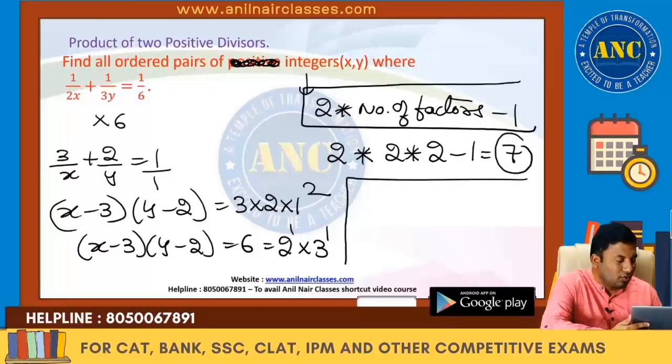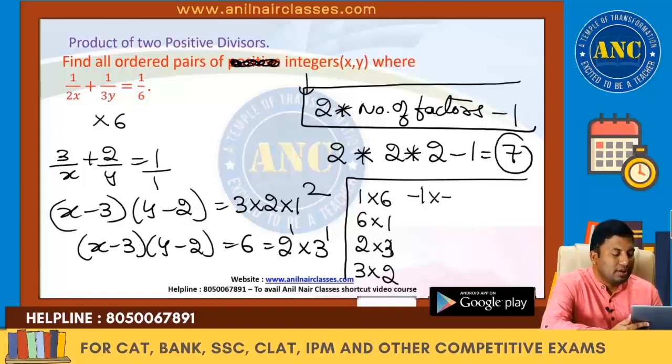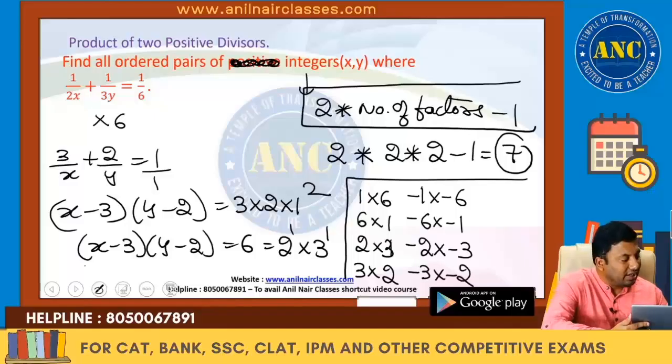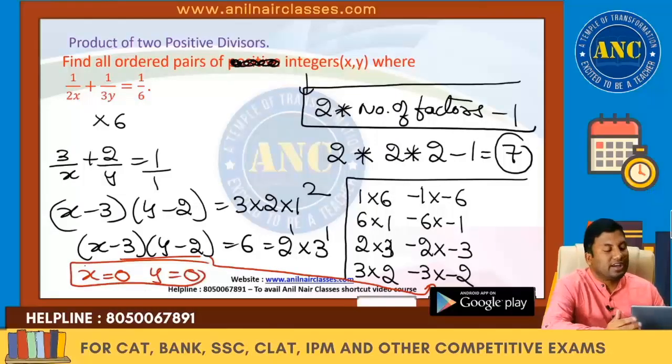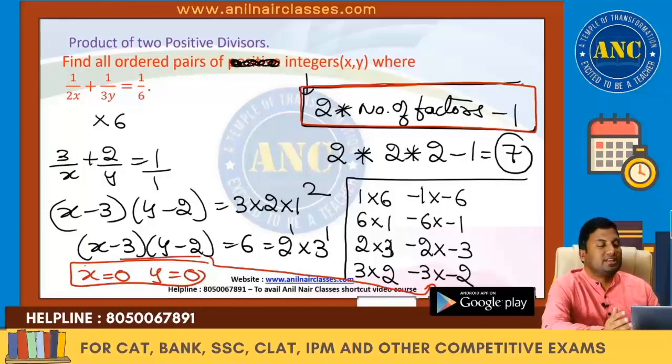In case you want to know what those 7 cases are: one is 1 into 6, another is 6 into 1, 2 into 3, another is 3 into 2. Next are minus 1 into minus 6, minus 6 into minus 1, minus 2 into minus 3, minus 3 into minus 2. If I take this case, x minus 3 equals minus 3, x value will become 0, y minus 2 equals minus 2, y value will become 0. x and y cannot be 0. That is the reason it is 2 into number of factors minus 1. I hope it is clear.